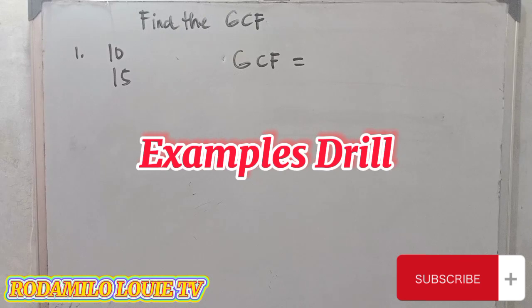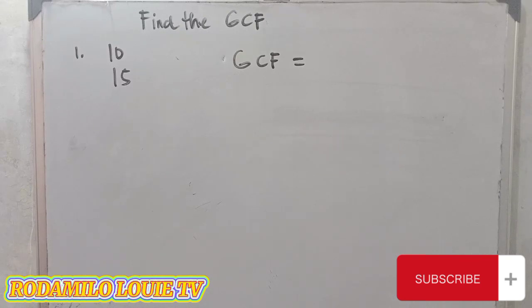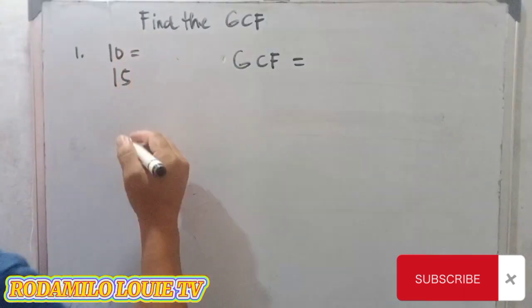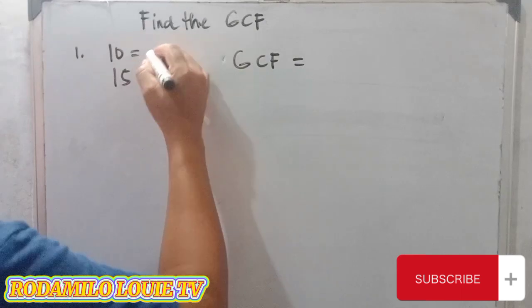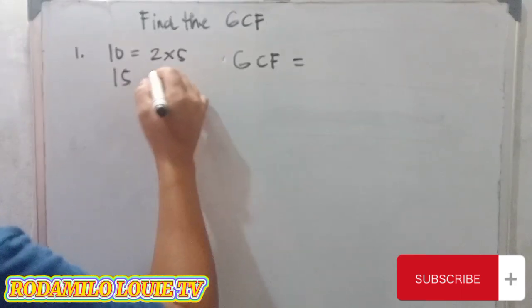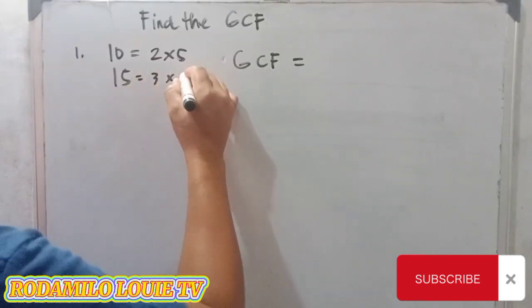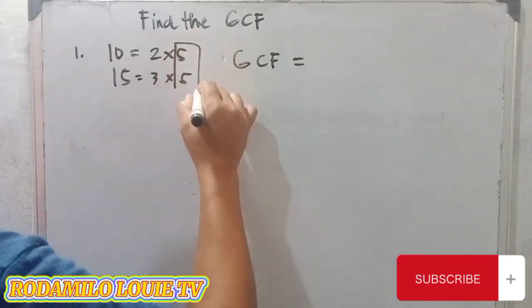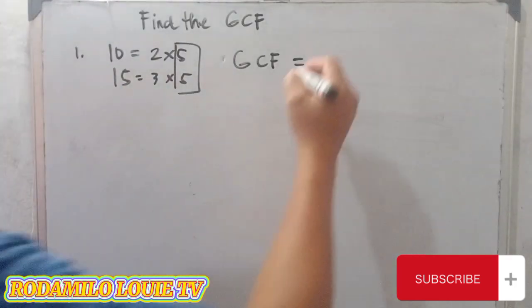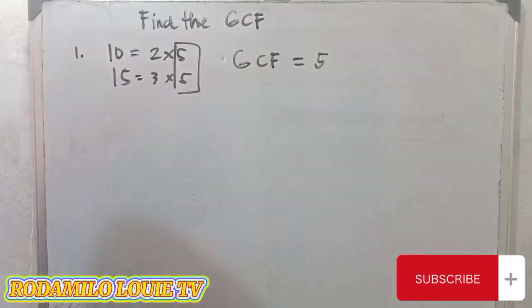Okay guys, so find the GCF of 10 and 15. So using prime factorization na itong gamitin. Prime factorization na 2 times 5 and diri is 3 times 5. So na common 5. So ang atong GCF sa 10 and 15 is 5.